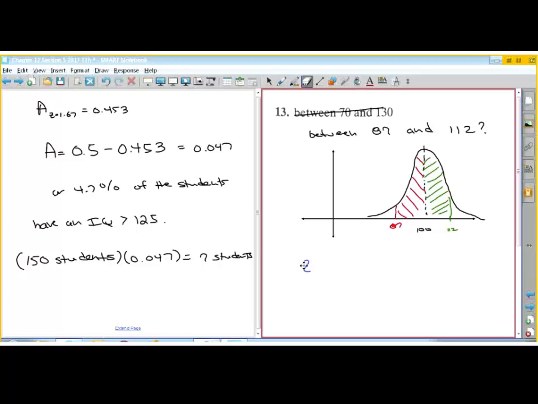Well, first let's calculate the z-score. So I'm going to ask you guys to do this, and I'll ask somebody other than Eli, because he's already had his chance. So we want the z-score associated with 87 and the z-score associated with 112. So go ahead and do those calculations. Remember, it's x minus the average. Remember also the standard deviation. For this case, the mean was 100 and the standard deviation was 15. So it's x minus x bar divided by s.